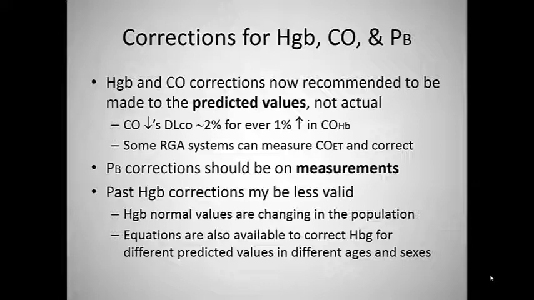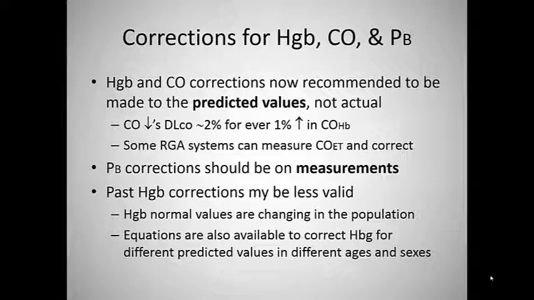But then on the other hand, they say the barometric pressure corrections should be made on the patient's measurements, not on the predicted values. So you correct the patient for one, and the predicted for the other. That makes no sense either. Because now we're doing just the opposite, we're correcting the predictions. We're also finding out that the past hemoglobin correction equations we're using, like Cotes and things like that, probably aren't all that accurate. Part of the reason is the equations aren't that accurate, but the other reason is the hemoglobin normal values have changed in the population in the past 50 years since those original equations were done.